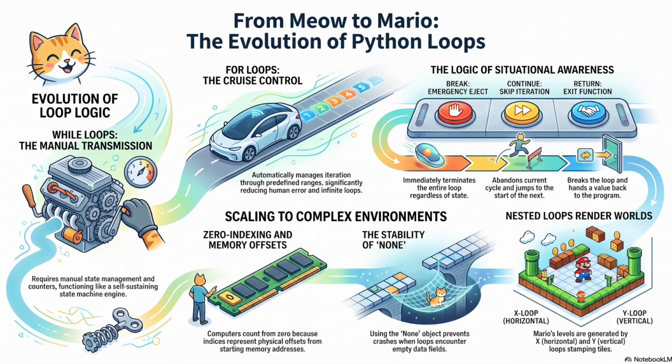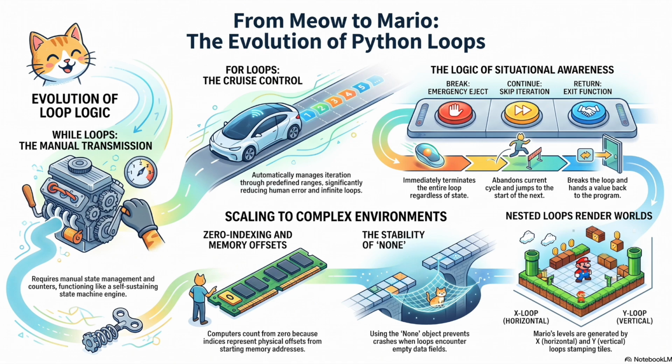Got it. And return. The sources mention it alongside these two. Return is specific to functions. If your loop is packaged inside a larger self-contained function, return will not only break the loop, it will exit the entire function and hand a final value back to the main program. Oh, wow. Yeah, it's basically the delivery mechanism for the result you were looping to find in the first place.